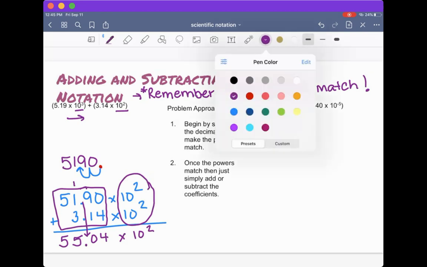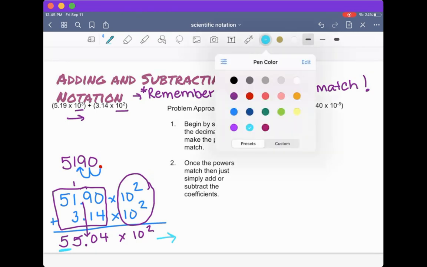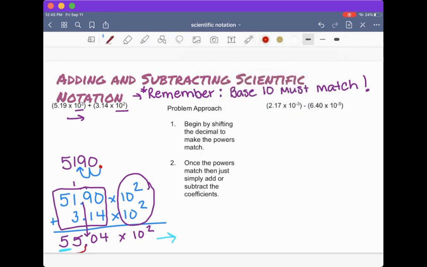Now, in chemistry, in order to report this number in scientific notation, I have to make it meet our standard. Remember, our standard is that there can only be one number in front of the decimal. So in order to make that match, I am going to move my decimal one place. When I move my decimal one place, I must add it to the power. So I now have 5.504 times 10 to the third. Okay, so there's my answer.